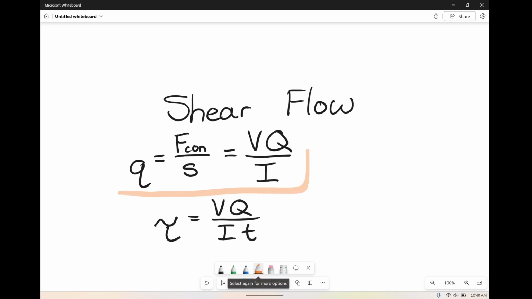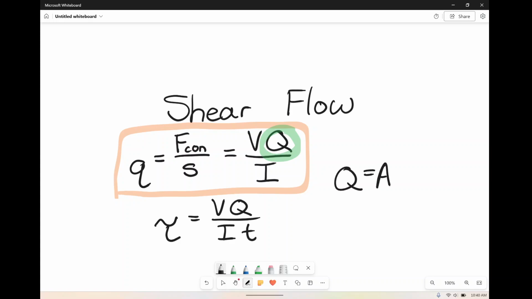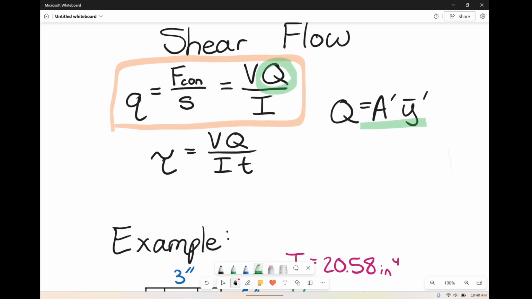So we're going to use these two equations, and this time Q here is just a little different. It's the same kind of Q that we had before, A prime times Y bar prime. However, this is for the connected area. So we're very specifically looking at the transverse and longitudinal shear through the connection of the multiple parts. And it's going to make a lot more sense when we do some examples.